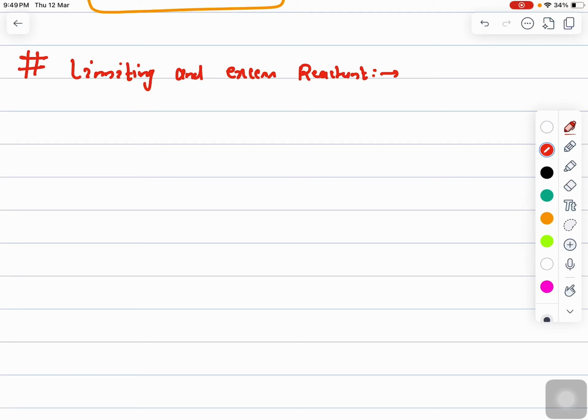Chemical engineering. In the previous lecture I've already discussed various concentrations like molarity, mole fraction, mass percent, weight percent. Then I have also discussed normality, how to calculate the gram equivalent or equivalent weight. Then I have already discussed parts per million. So in today's lecture I'll be talking about the limiting and excess reactants.